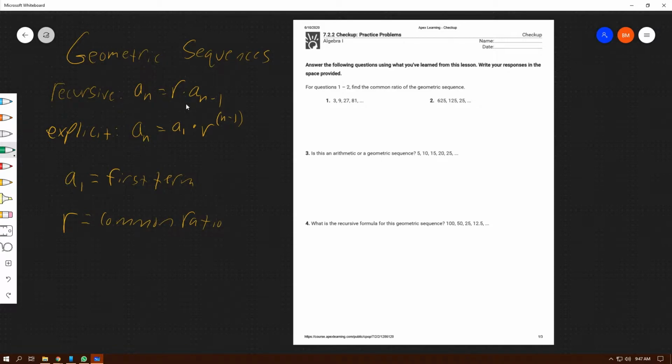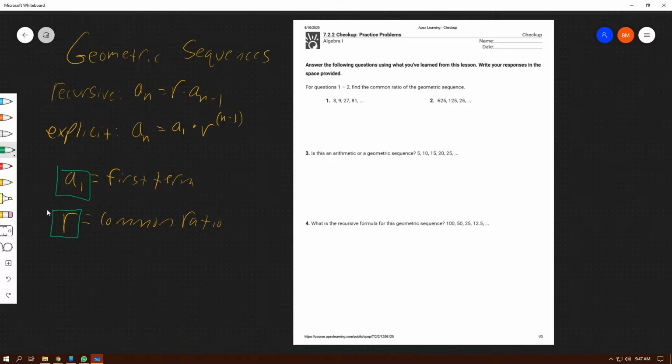So geometric sequences, we're going to have the recursive formula, which is a_n equals r times a_(n-1), and the explicit formula as written. Recursive is capable of giving you the next term. You're given a term, you can always find the next one with the recursive. Explicit will allow you to find any term in the sequence.